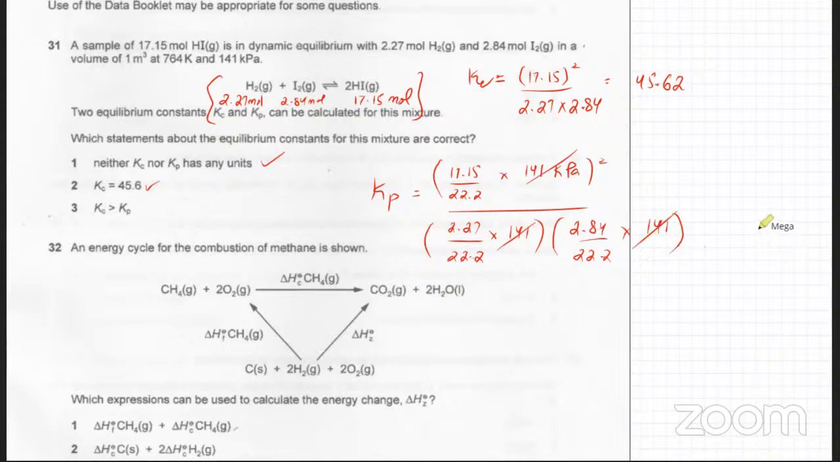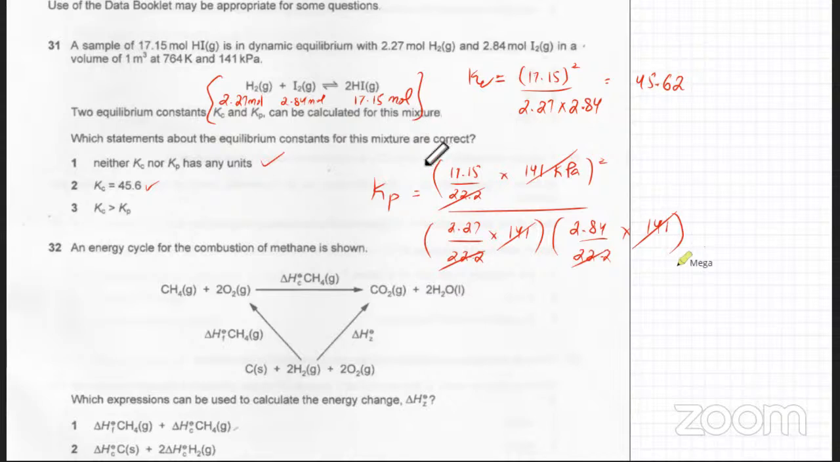Yes, sir. Plus, not only the pressure term, but the total moles that you divide by would also get cancelled out. Because at the top there's 22.2 squared, at the bottom there's 22.2 multiplied by 22.2. So the number of terms are exactly the same.